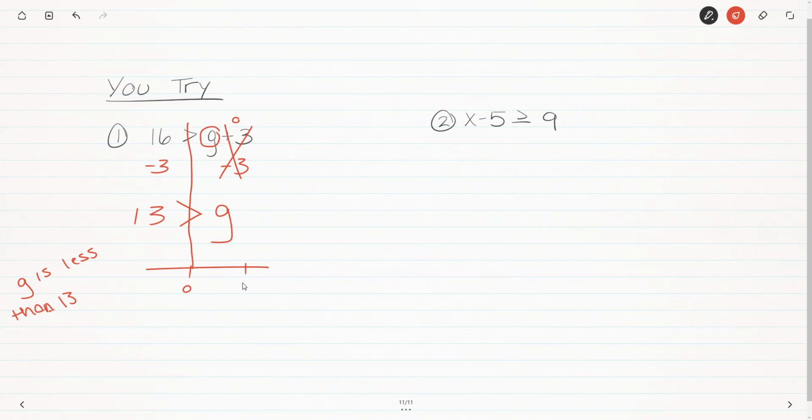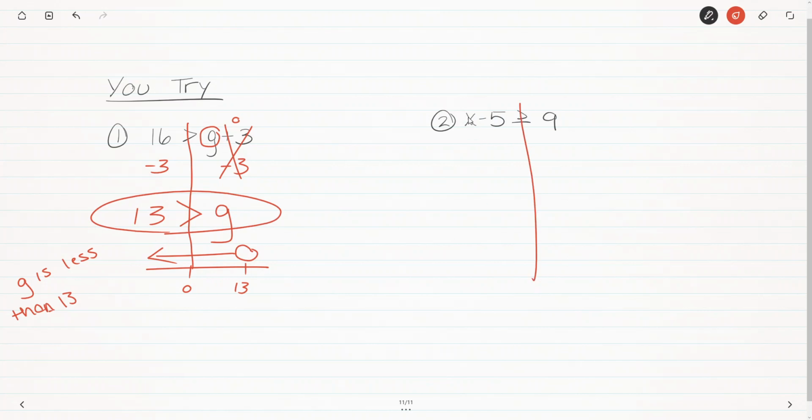Here's 0. Here's 13. Is G included in our solution? Is it equal to G? No, it's not. So it's just an open circle. And G is less. So we need to go to the left. And you can check it by looking, okay, 0's there. Is 0 less than 13? It is. So I know that my solution is correct. G is less than 13.